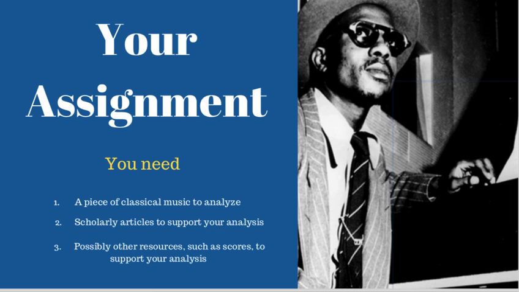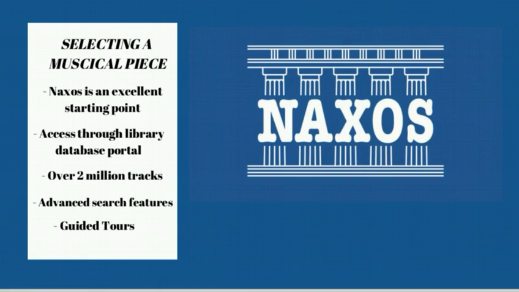Now let's talk about your assignment. You basically need three things, right? A piece of music to analyze, scholarly articles to support your analysis, and if you'd like to go really deep with your analysis, musical scores, which we will cover when we wrap up at the end. First of all, let's decide on a composer and a piece of music to analyze. Have you already decided on which piece you'd like to explore? If not, Naxos is an excellent resource. Let's give it a glance.